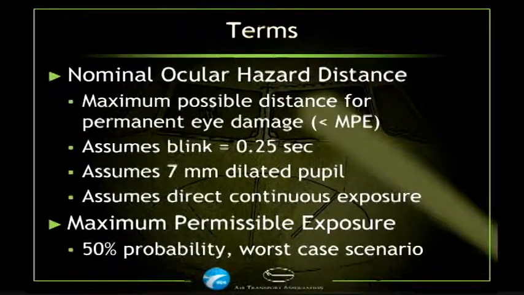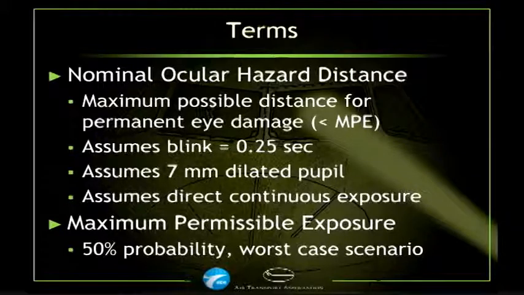Some of the terms that are used as far as injuries are the nominal ocular hazard distance, which is the maximum possible distance that you could suffer an injury to the eye from a laser. And it makes some assumptions that err on the side of safety. It assumes a blink would take place in 1/4 of a second, where the actual blink really is just under 1/10 of a second. It assumes a fully dilated pupil at 7 millimeters, where a daytime pupil may be down to 2 millimeters in size.